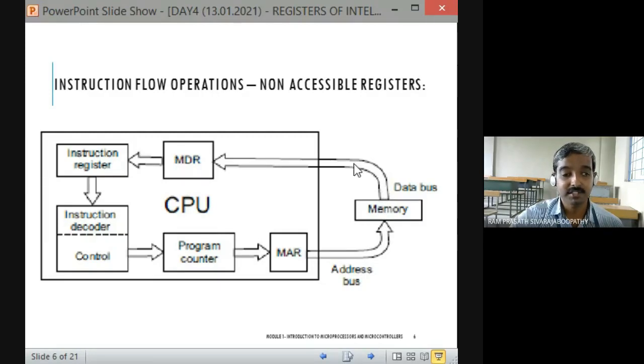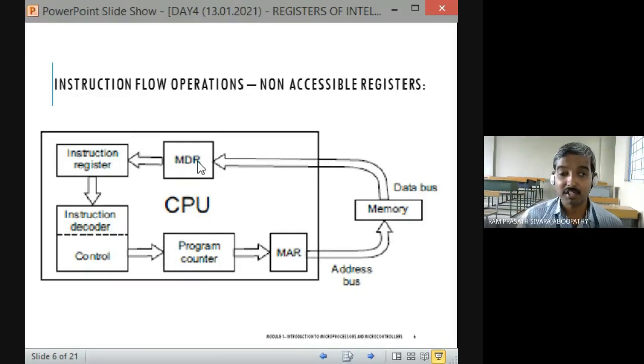Through data bus it is getting into MDR register. Kindly observe where it goes, MDR register, memory data register. This is also for temporary purpose. Clear? So once the program counter stores the address into MAR register, from that address the memory location is enabled. From the CPU we will be getting one more signal, a control signal, the read signal. As soon as the read signal comes, where does that content go? It goes to the MDR register. Correct?